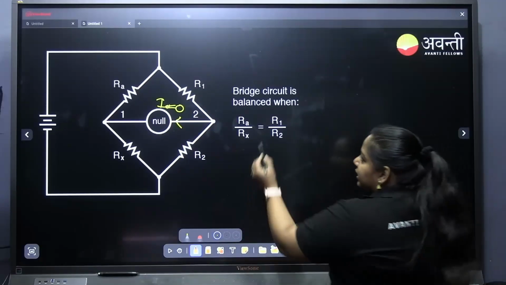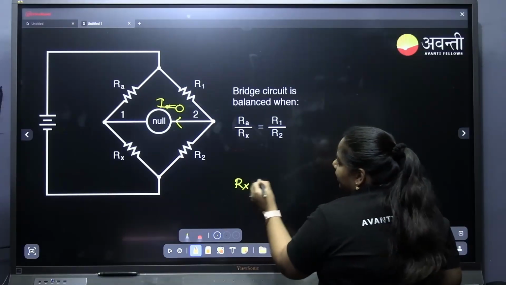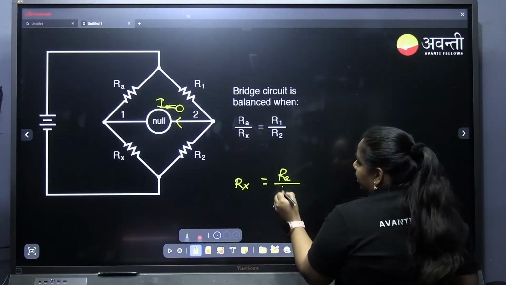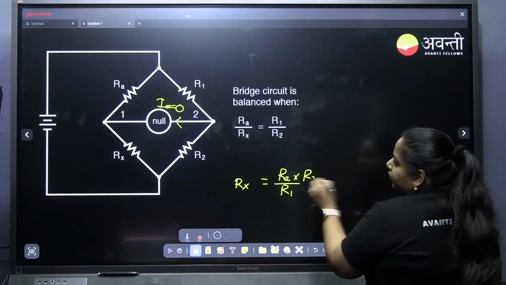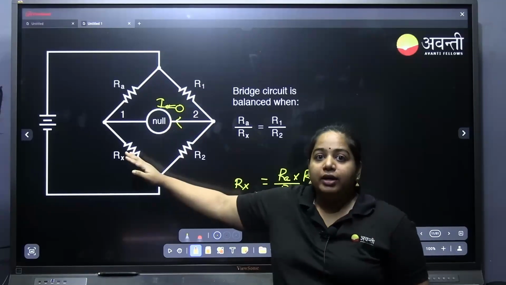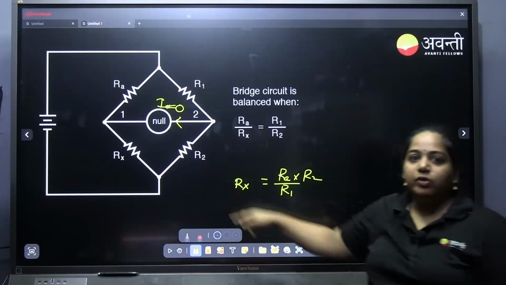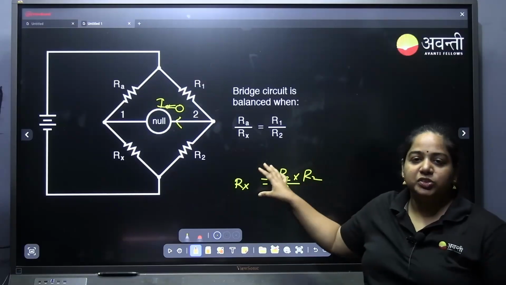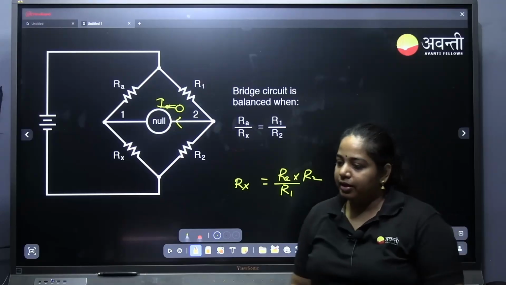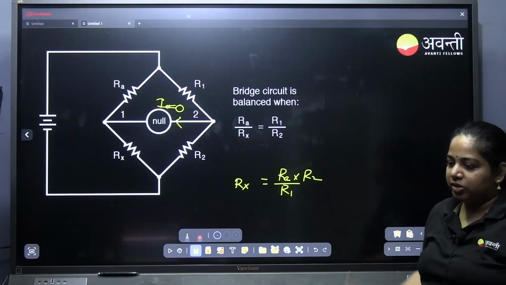In that case, what if Rx is not given? We can find Rx equal to RA by R1 into R2. Like 3 resistors दे रखे हैं, 1 नहीं दिया है तो और बोल रहे हैं कि balancing condition में है, then you can find the resistance which is not given by other resistors. Okay, is it clear? This is the main application of Wheatstone bridge.